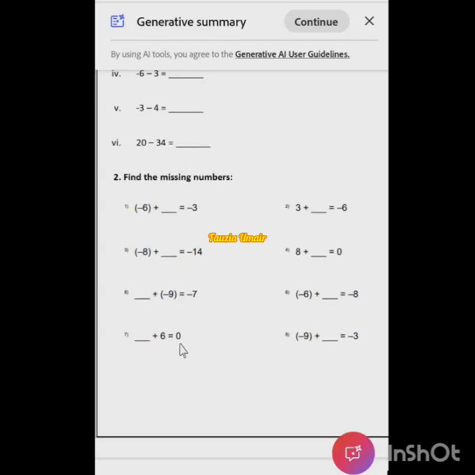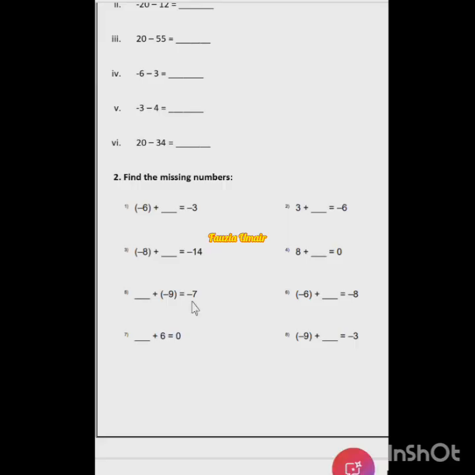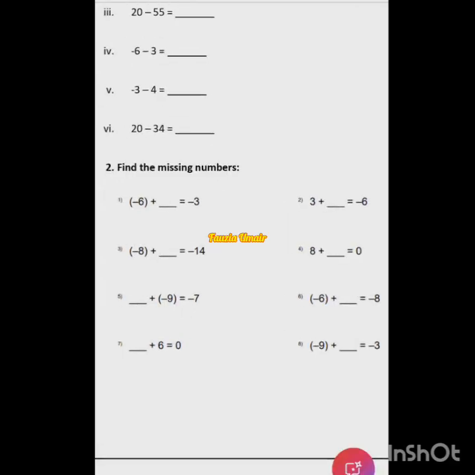So this time the trick in the question is that we need to find out the missing values. I hope you can see the screen a bit. Yes, ma'am. Okay. So let's start with question number 1. Now we need to find out the second integer here, and we know the answer as well. So what should be added in -6 so that it is converted into -3?